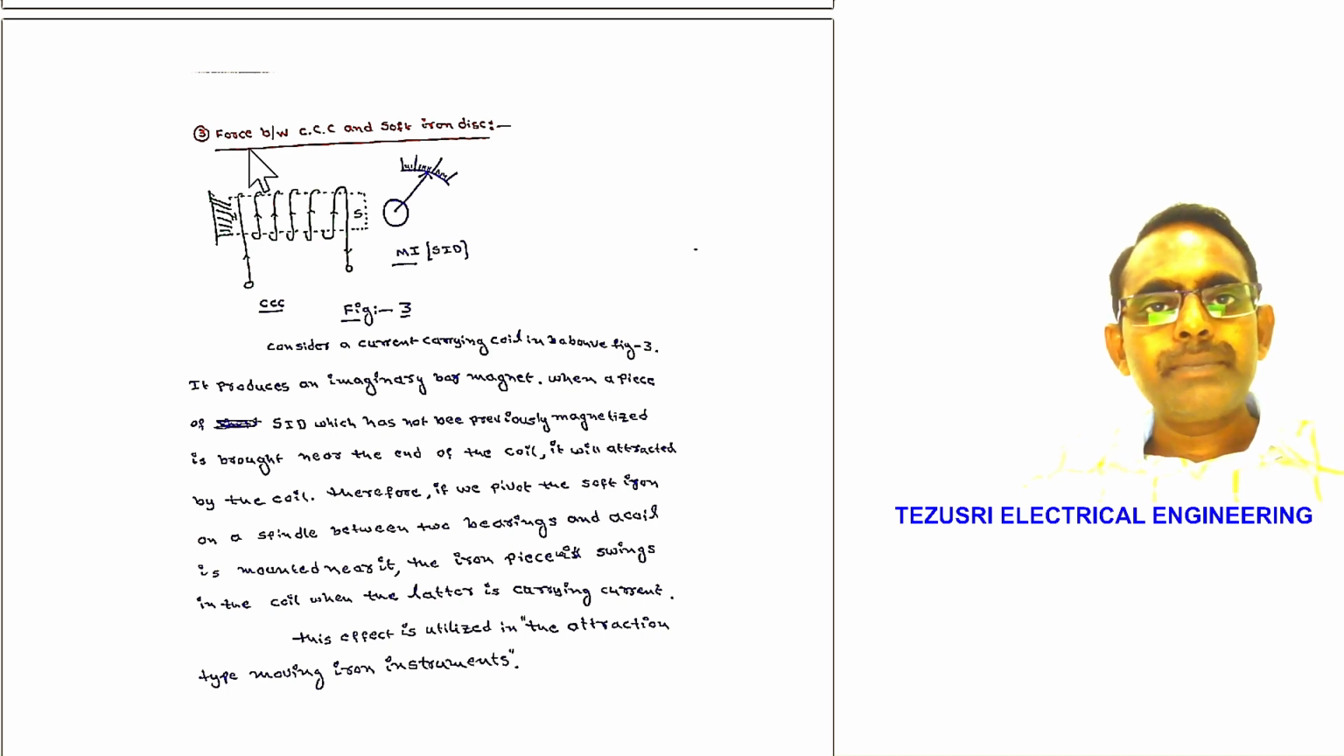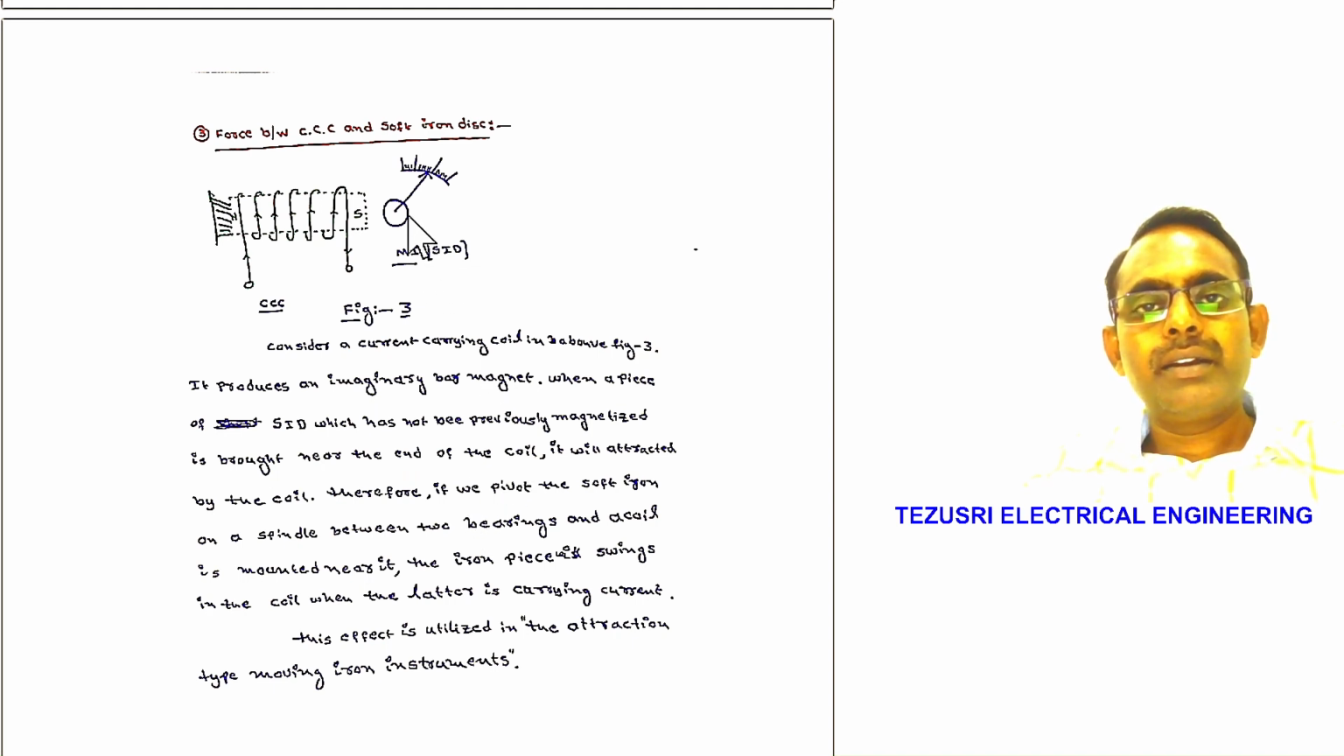According to the Lorentz principle, there is a force between a current carrying coil and a soft iron disc. Consider a current carrying coil. When a current is flowing through the coil, it produces an imaginary bar magnet, north pole, south pole, like this, and this coil is fixed. When a soft iron piece which is not magnetized earlier and is movable is placed near the end of the coil, then a force of attraction is produced between them.